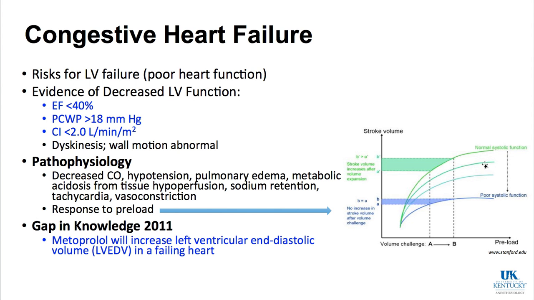As opposed to a normal systolic function patient in green, you give volume expansion or increase their preload, and look what happens during that volume challenge to their stroke volume. It goes up quite dramatically. One of the gaps in knowledge from several years ago was that beta blockers will actually increase LV end-diastolic volume in a failing heart. So if you have a heart that's already failing, giving them a beta blocker can actually make that heart volume go up more.